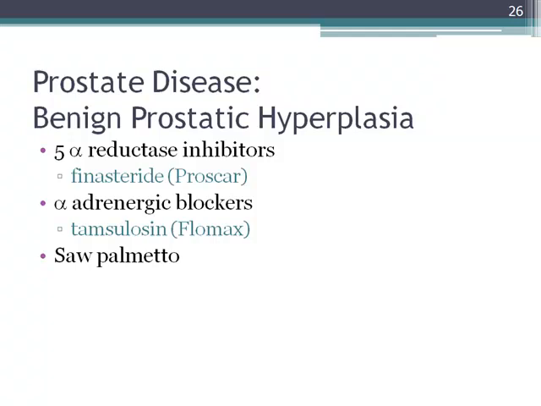And then saw palmetto is a natural substance, an alternative therapy that's used. And there has been some research that suggests that it can help symptoms in people with BPH. It's one of the few complementary and alternative therapies that has some evidence base to it as being effective.